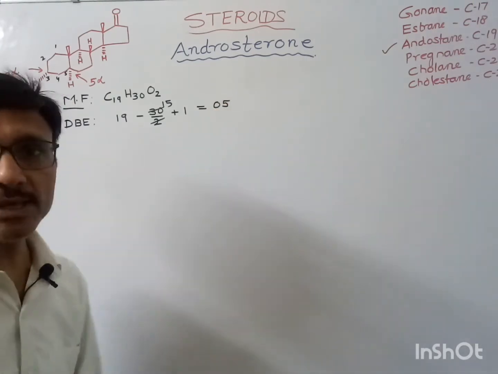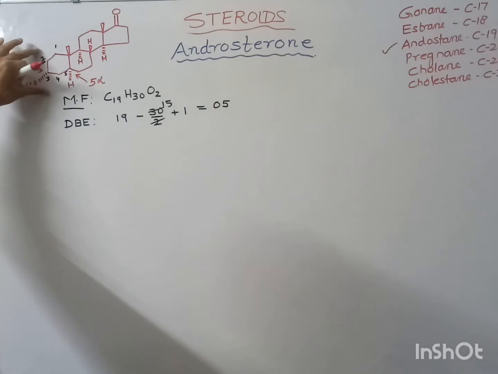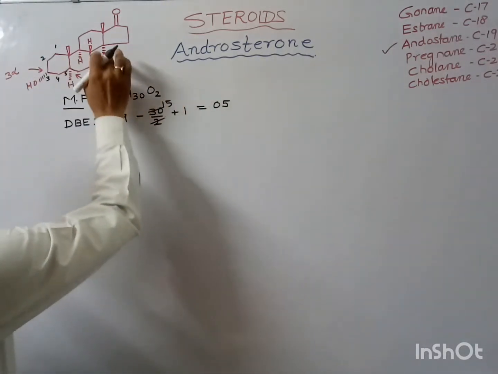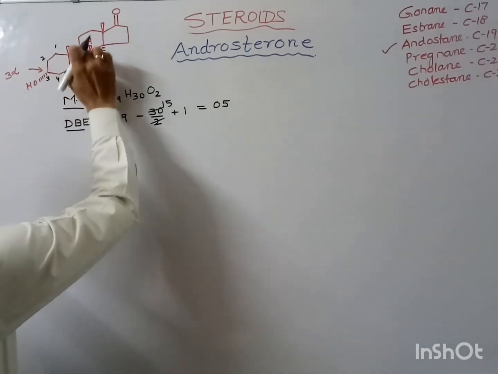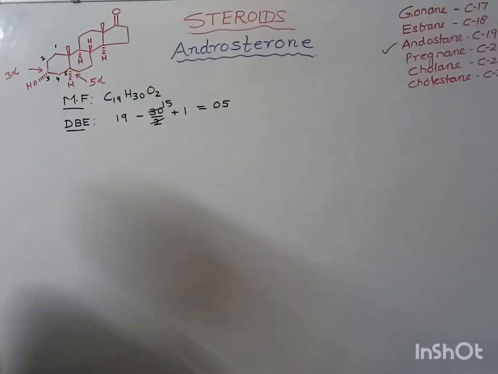So DBE is 5. Now if we see the structure here, this DBE completely matches with this structure, because we can see 4 rings are present, and the fifth one is the double bond, which is present.